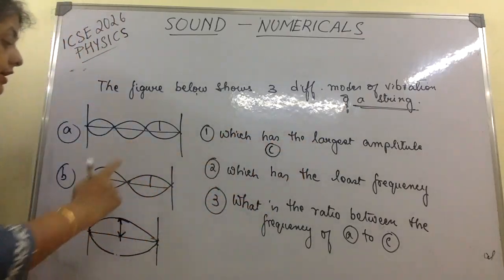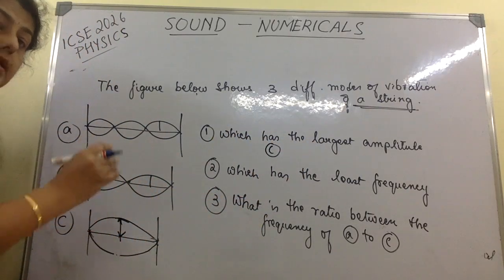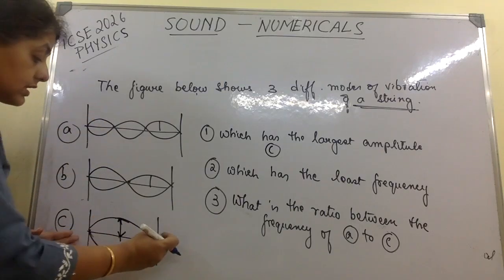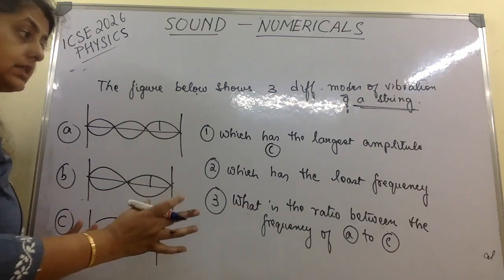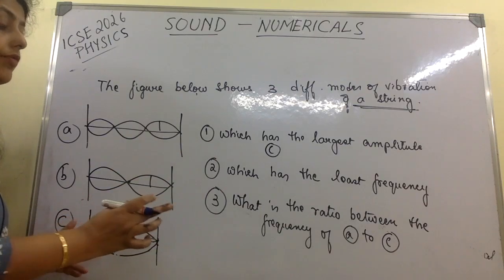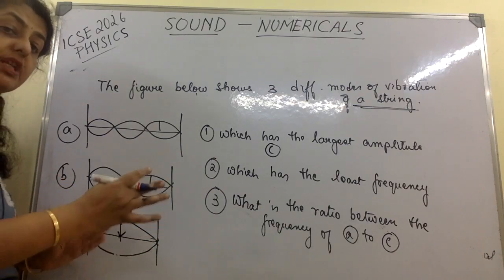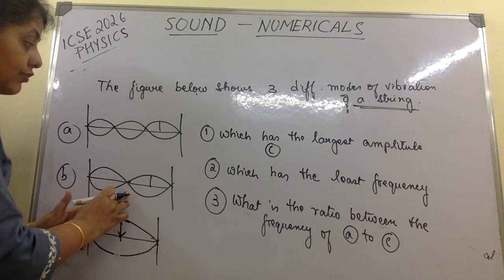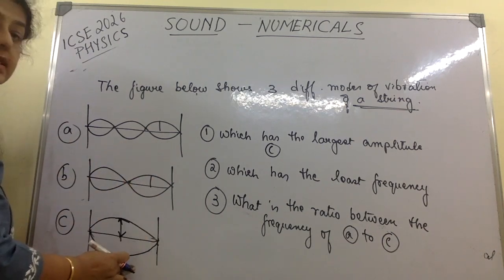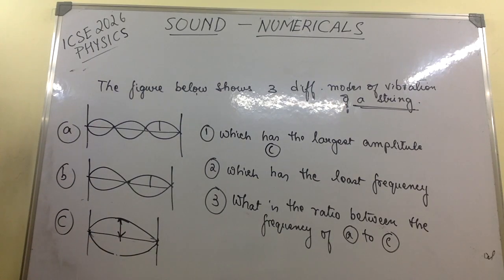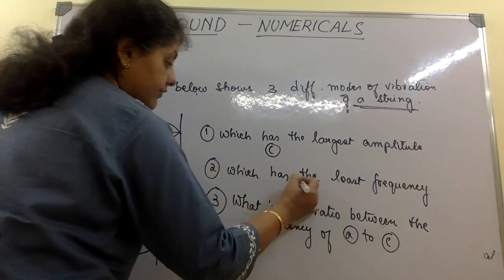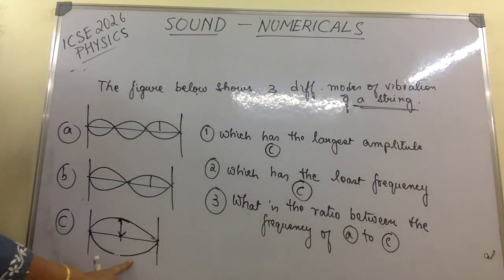Which has the least frequency? Now, in the same timing, even though this is not shown equal in the question, when they say least frequency, look for the one which is giving you the minimum number of waves. This is giving 1 full wave, 1.5 wave, this is half a wave. So least frequency is again C, because it is giving the minimum number of waves in the same time.